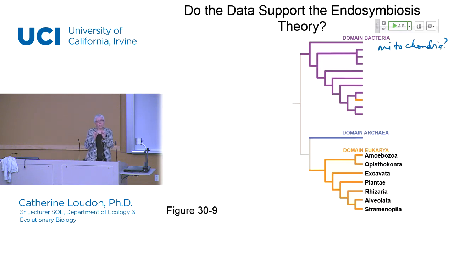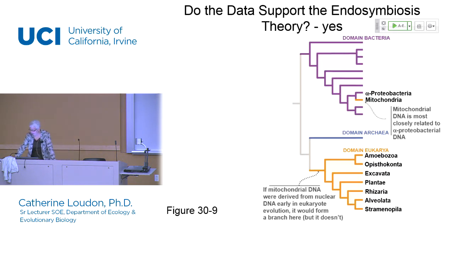Once the mitochondrial DNA was actually sequenced, it could be compared with the DNA within various eukaryotes and also bacteria to try and figure out what taxonomic group the mitochondrial DNA is most closely related to. And it clearly came out as a sister group to one particular group of bacteria.